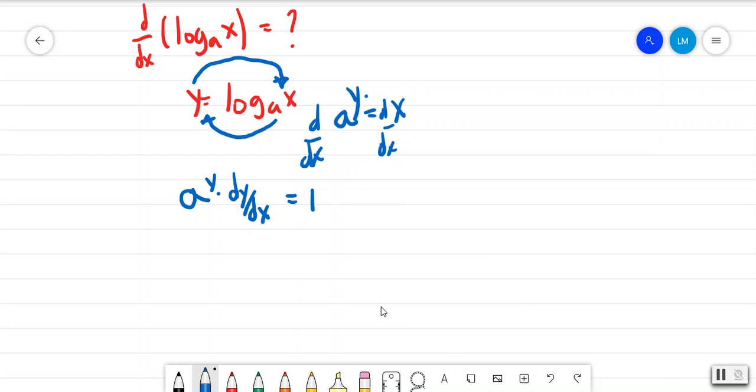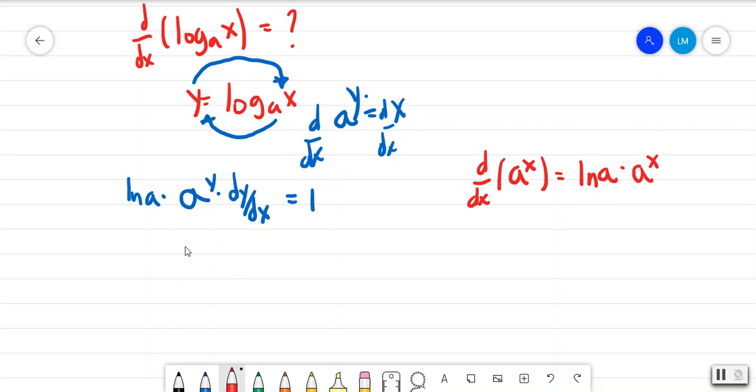Now, I actually did forget one little thing right here. We're going to need to put ln of a multiplied by a to the y, because in the previous chapter, which I didn't show in the previous video, the derivative of any function like a to the x is equal to ln of a multiplied by a to the x. So in this case, this would be ln of a times a to the y.